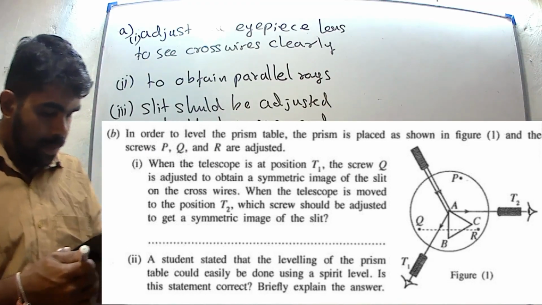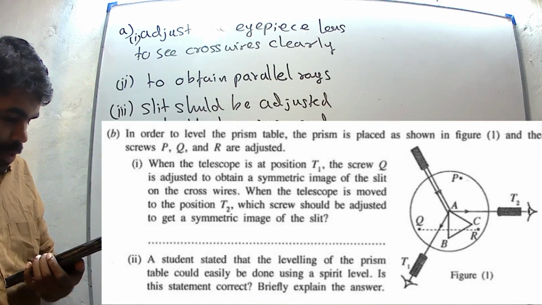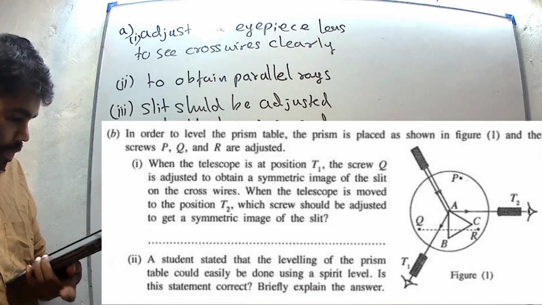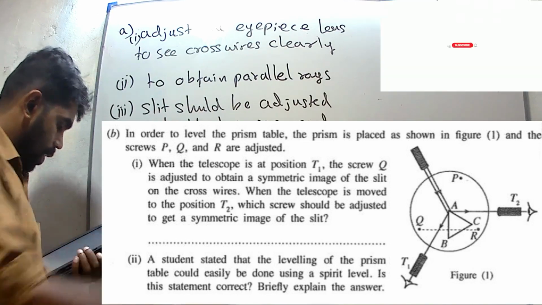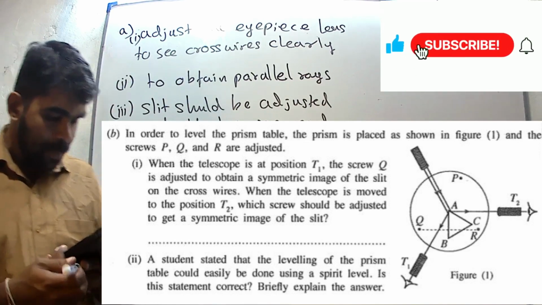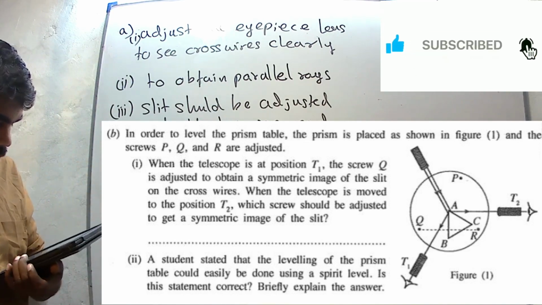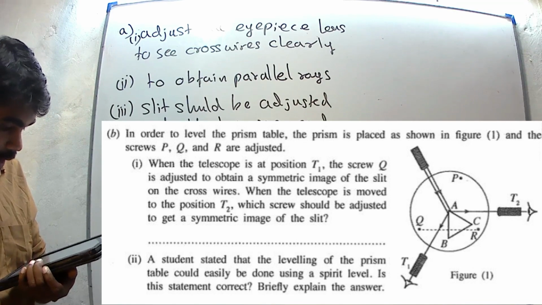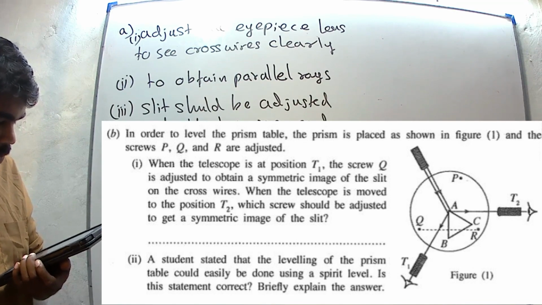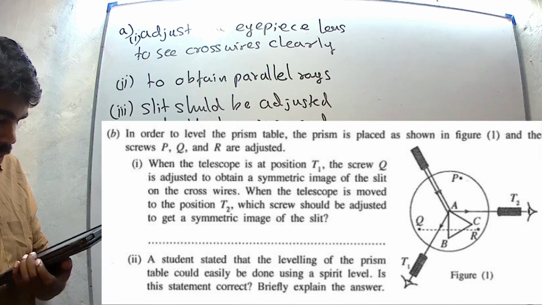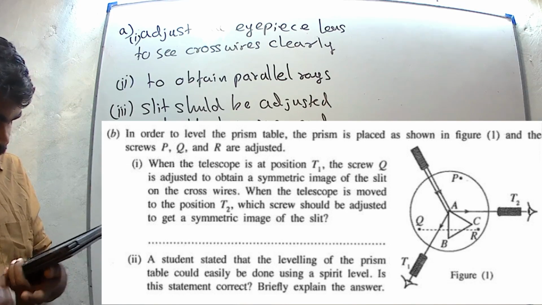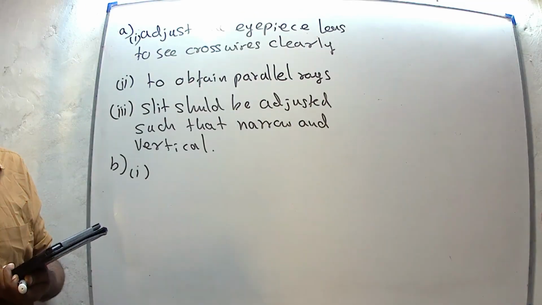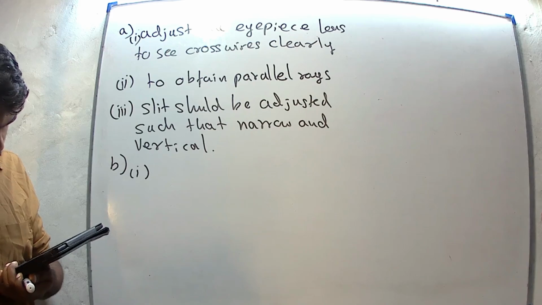In order to level the prism table, the prism is placed as shown in figure 1 and the screws P and Q are adjusted. Part 1. When the telescope is at position T1, the screw Q is adjusted to obtain a symmetric image of the slit on the crosswire. When the telescope is moved to position T2, which screw should be adjusted to get the symmetric image of the slit? We have to adjust screw P.